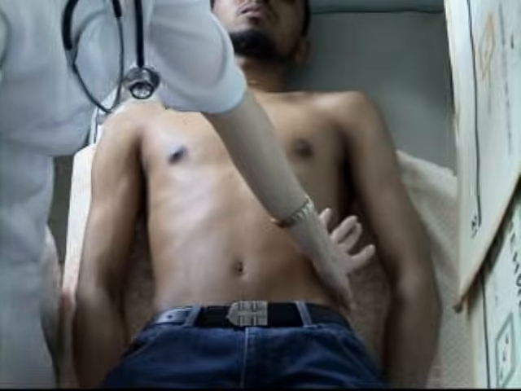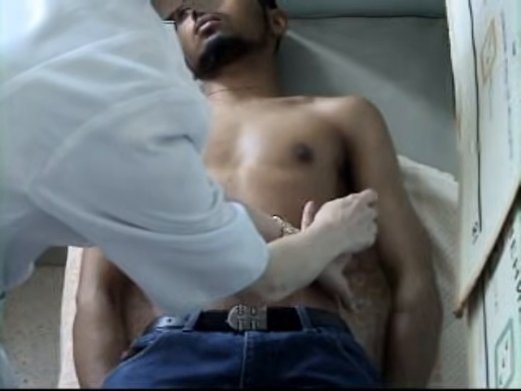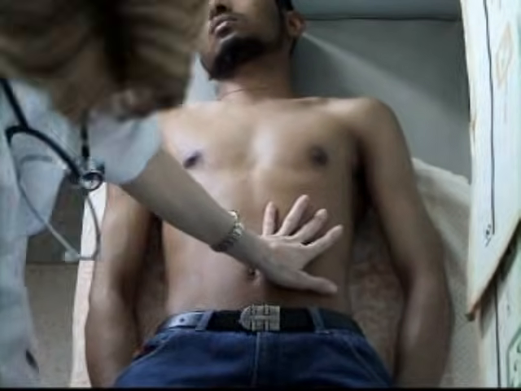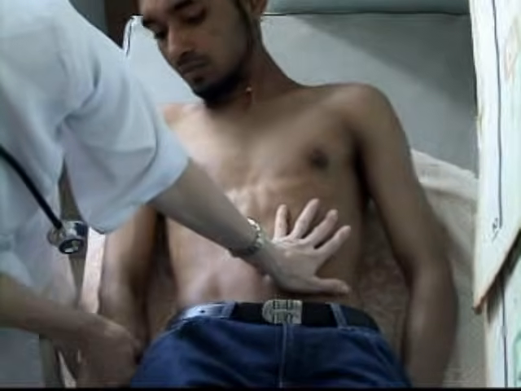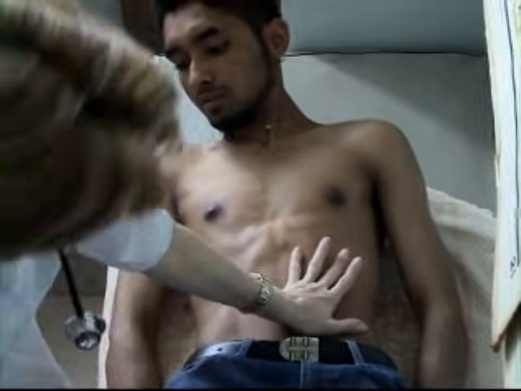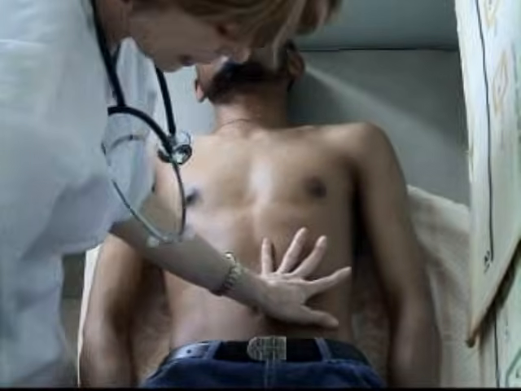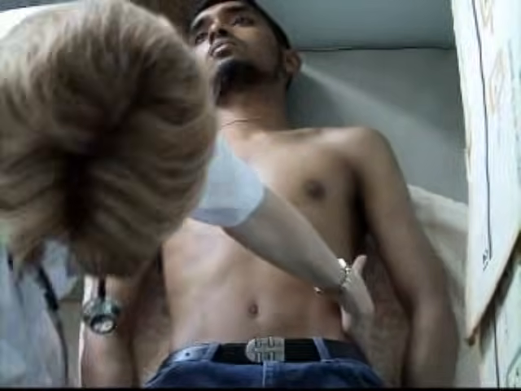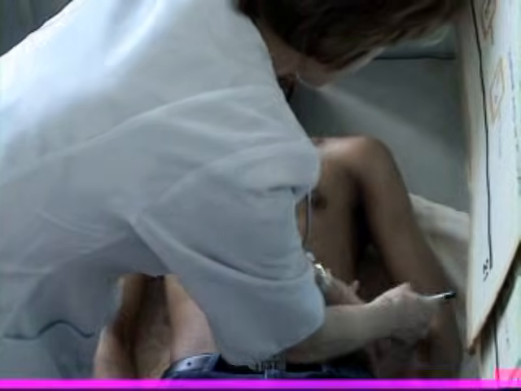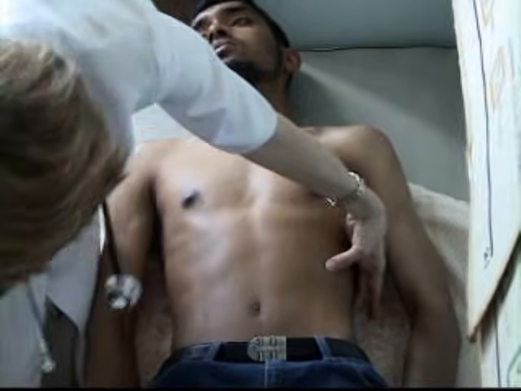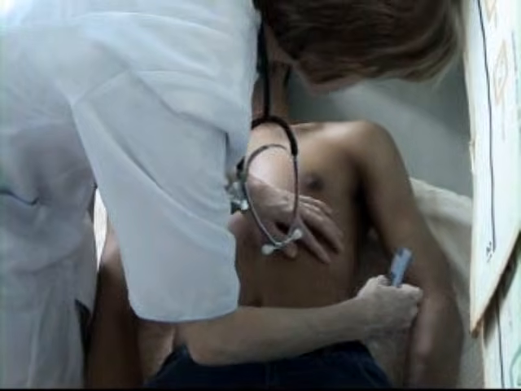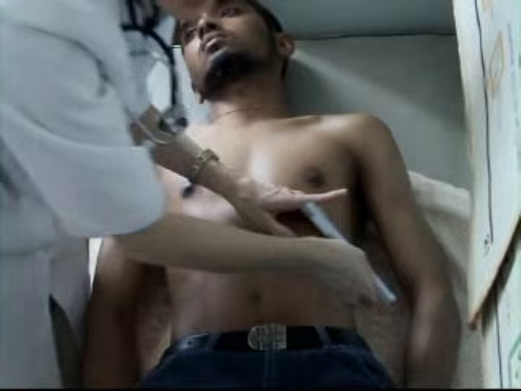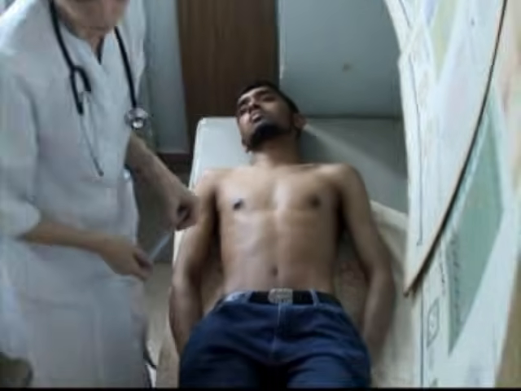Then we percuss from the mid-axillary line along the rib arch, firstly to the right, and then again from the mid-axillary line to the back. Make a mark and measure the longitudinal size. In our patient the transverse size is 4 centimeters and the longitudinal size is 10 centimeters. It's a normal spleen.